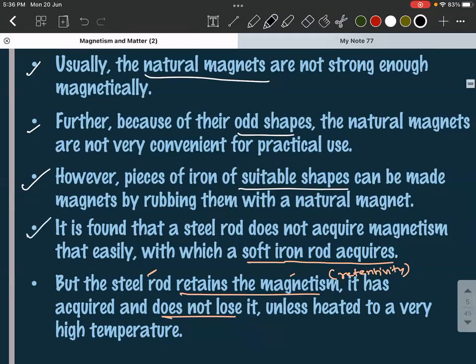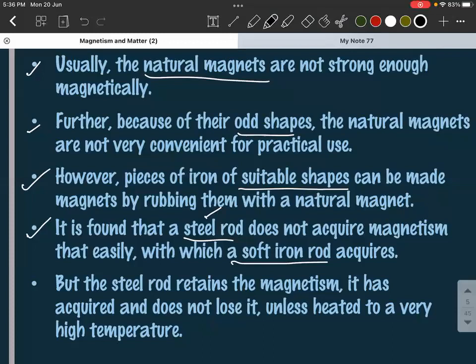So once you do that, it was observed that a steel rod will acquire magnetism, but it will not acquire it as easily as materials like soft iron would. These words are important, have this in mind. One is the steel rod and the second is the soft iron rod.